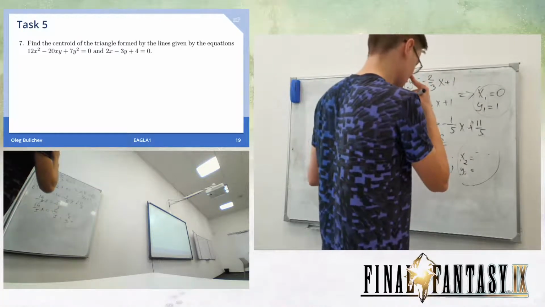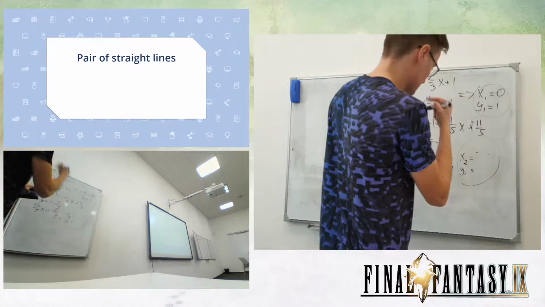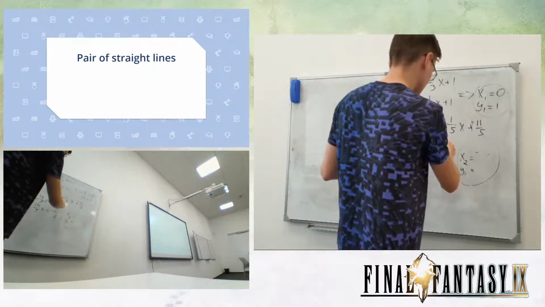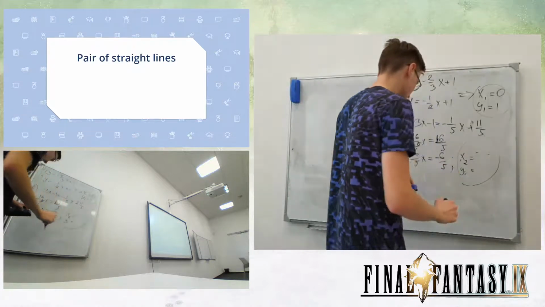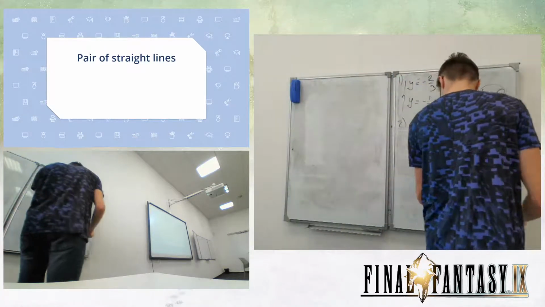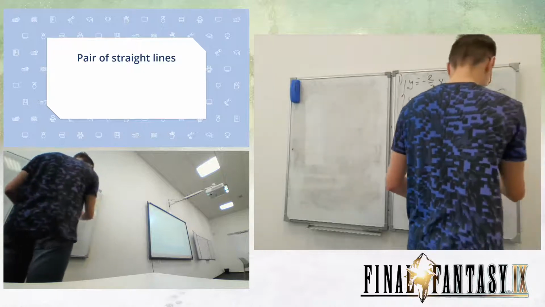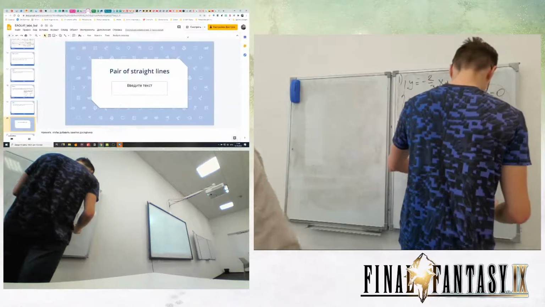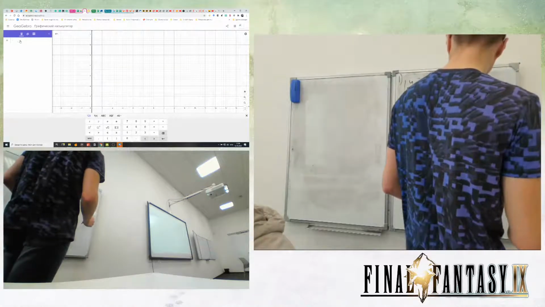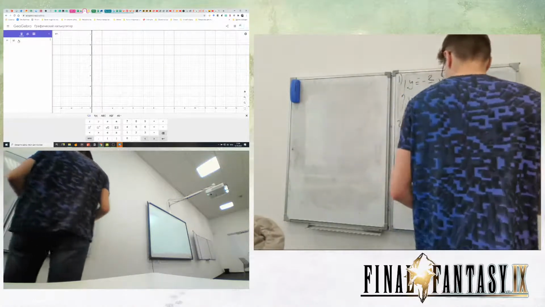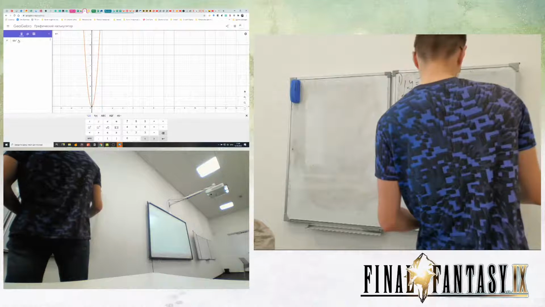So now we need to get the pair of straight lines. First of all, let's draw this task in GeoGebra. Would you like to intersect the lines? Bam.